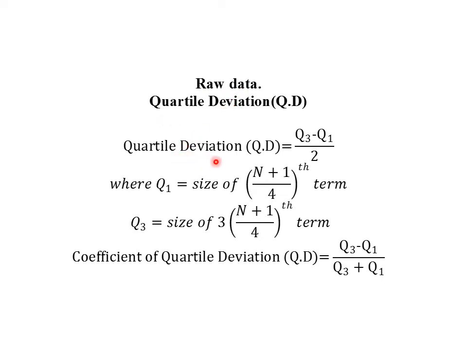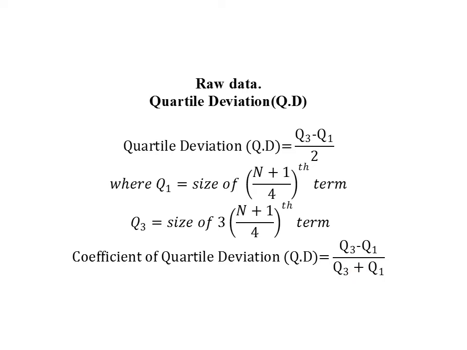Quartile Deviation is obtained by the formula Q3 minus Q1 divided by 2, where Q1 is equal to size of (n plus 1) divided by 4th term, and Q3 is obtained with the help of size of 3 times (n plus 1) divided by 4th term. Here n represents the number of observations given in the problem. Then the coefficient of Quartile Deviation is obtained using the formula Q3 minus Q1 divided by Q3 plus Q1.